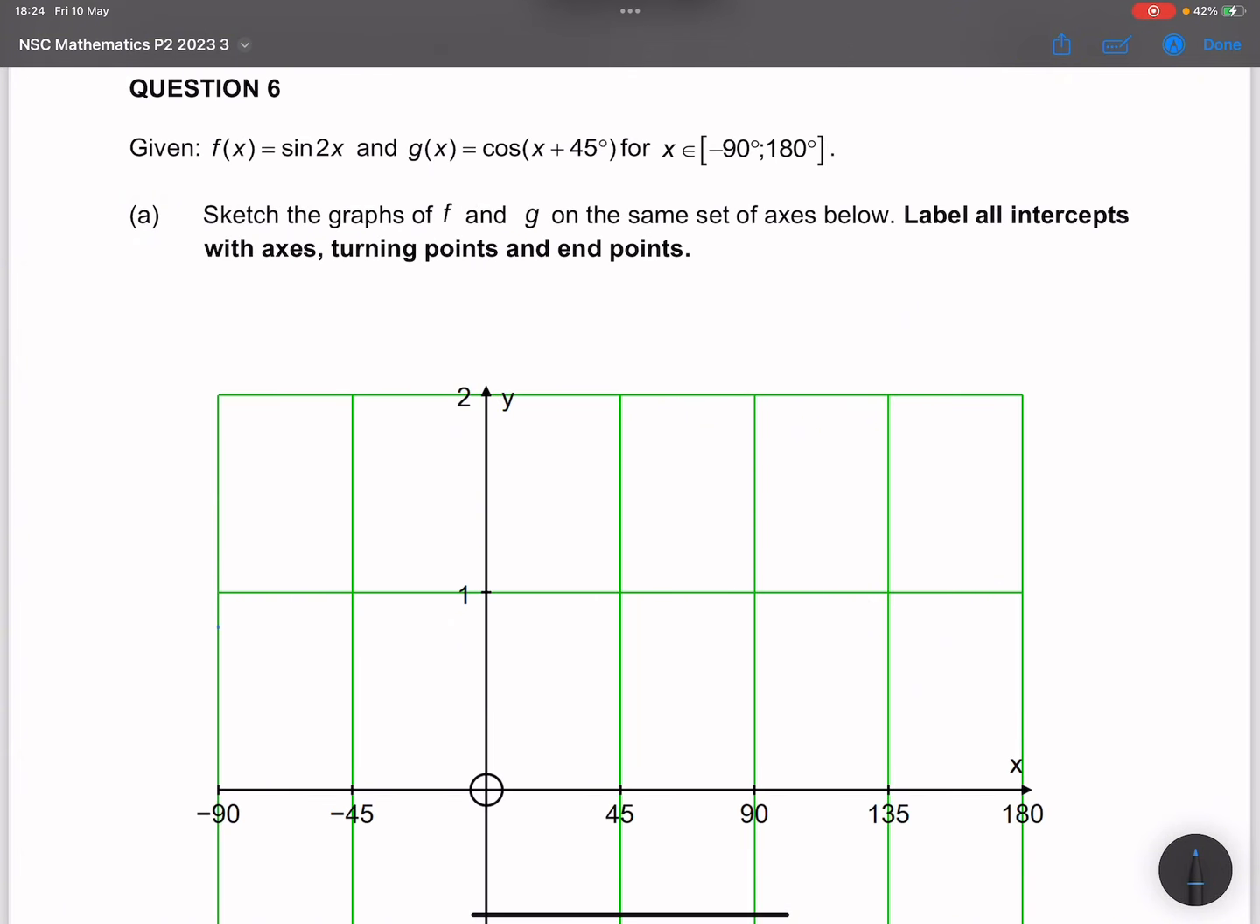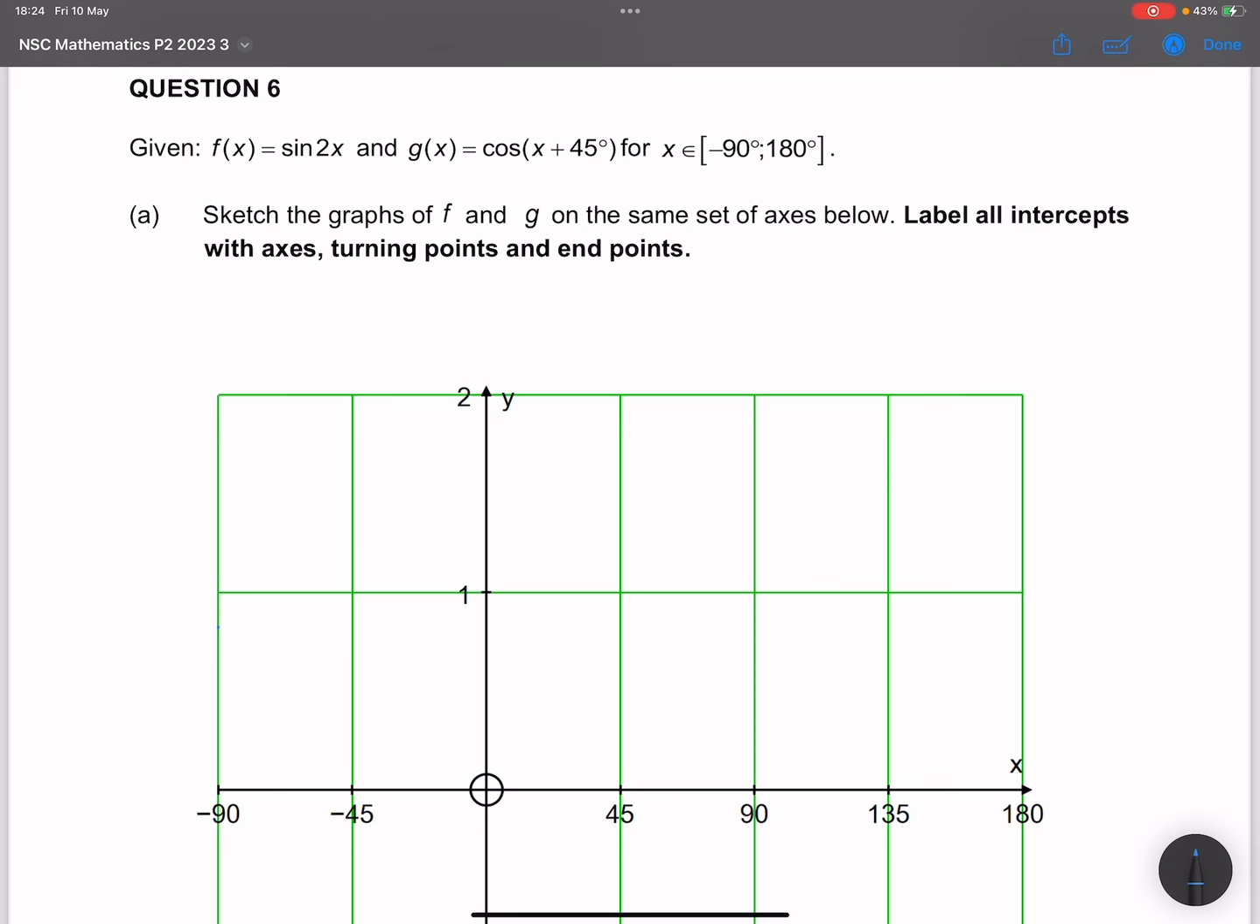Question 6. They say given f of x is sine 2x and g of x is cos of x plus 45. This is for x an element of negative 90 to 180. They say sketch the graphs of f and g on the same set of axes below. Label all intercepts with axes, turning points, and endpoints. All right, ladies and gents, let's first look at this.